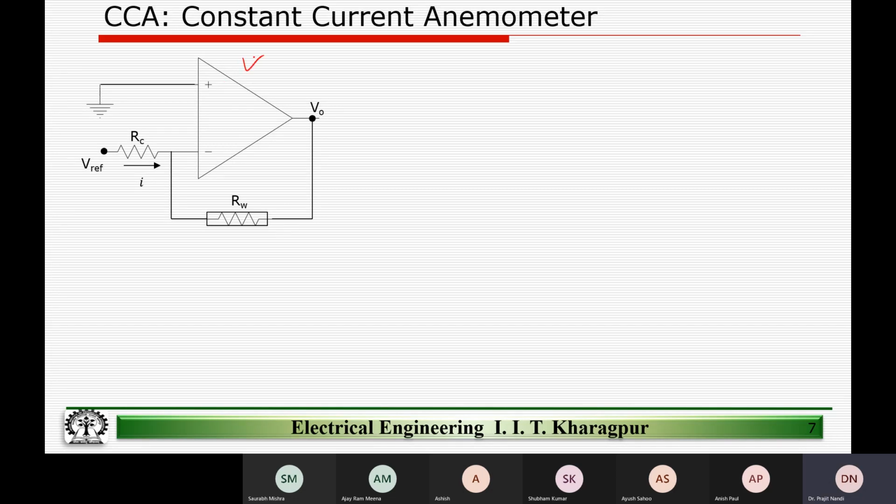Again, our good old friend the op-amp is back in action. Because of the virtual short, assuming this is an ideal op-amp, the current that will flow is the reference voltage divided by a constant resistor, RC, right? This is not immersed in the fluid. That's why I have called it RC. It's a constant resistor, not a part of the sensor material itself. The sensor sits here, RW.